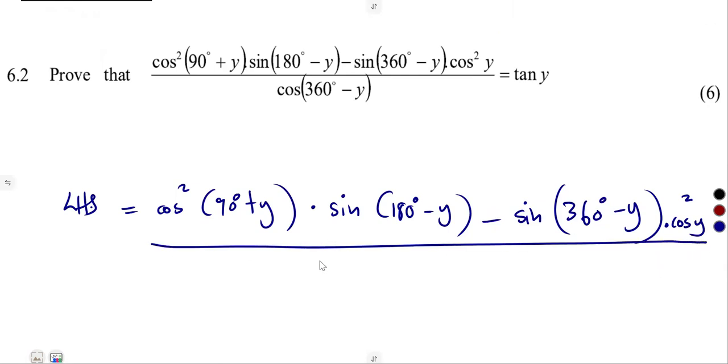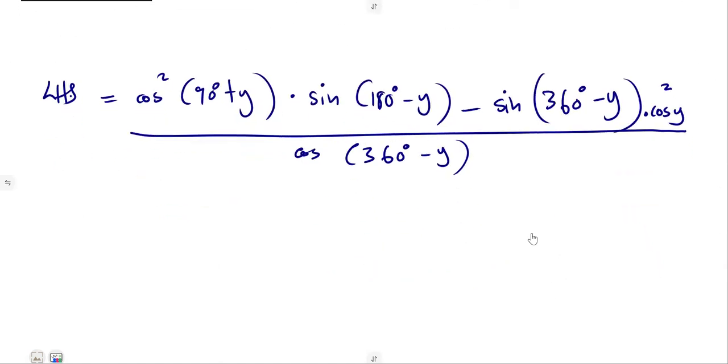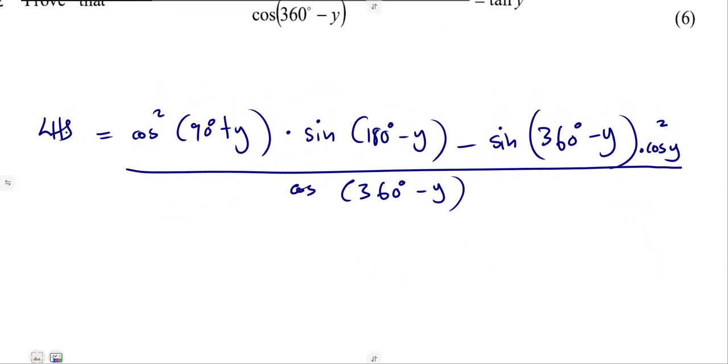Everything over what? The cos of 360 degrees minus y. So it must give us a tan. Okay, no problem. Remember, guys, I talked about these reductions, cofunctions, and so on. So the first one, 90 degrees plus y, that's a cofunction. Remember, cos of 90 degrees plus x.